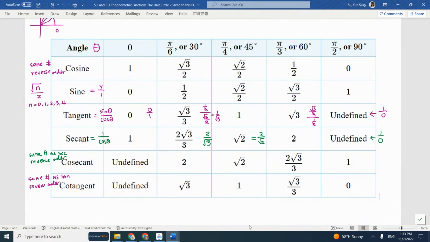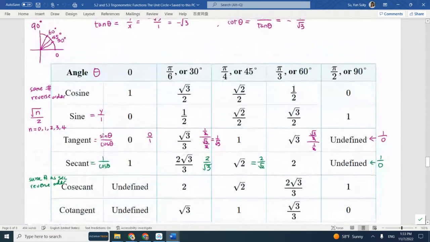And the common angles we have: 0, 30 degrees, 45 degrees, 60 degrees, and 90 degrees. You look at the sine first. The rule is square root of n over 2, and you let n go 0, 1, 2, 3, 4. Therefore, 0, 1/2, root 2 over 2, root 3 over 2, and 1. Right, everybody? Now cosine, same numbers, reverse order.